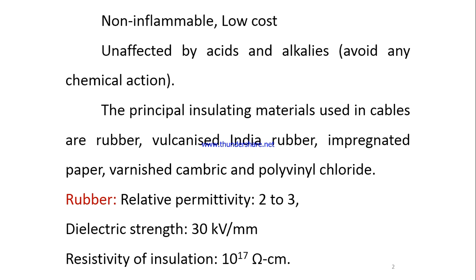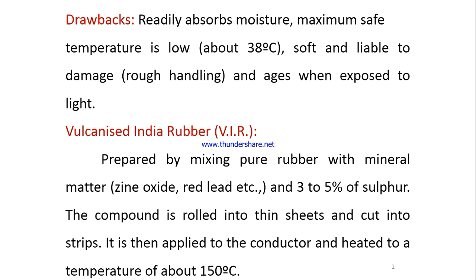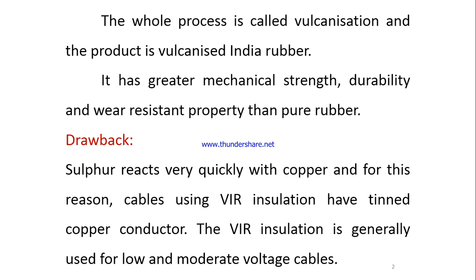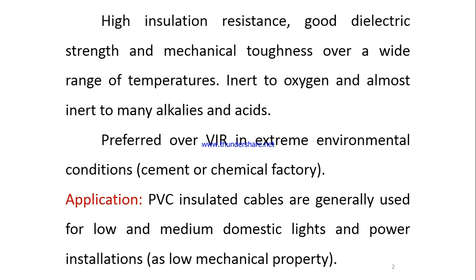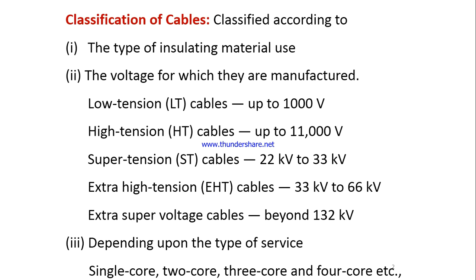So these are the properties of rubber, and the main drawback is that it may absorb moisture at low temperatures, about 38 degrees centigrade, and when exposed to light it is liable to damage. Regarding vulcanized Indian rubber, it has the drawback that sulfur reacts very quickly with copper, and for this reason VIR is normally used with thin copper conductors, and generally for low and moderate voltage cables. Then impregnated paper, varnished cambric, polyvinyl chloride. So these are some of the properties and their applications.